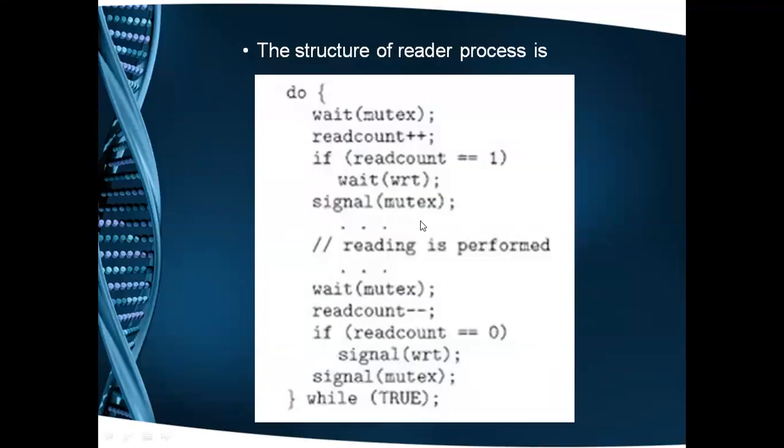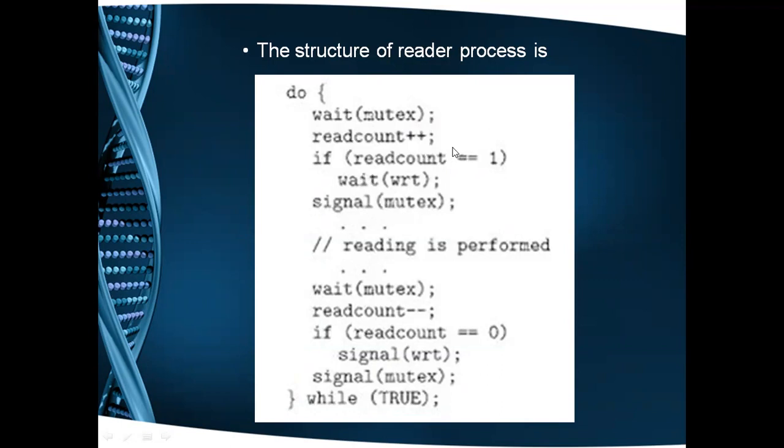Then signal of mutex. Initially, after the wait statement, mutex becomes 0. Now, after signal of mutex, mutex becomes 1. Why we are changing it: now the reader process R1 is allowed to perform the read operation. Consider R2, some other reader process. Again, R2 executes the same code, wait of mutex. Mutex is already 1 after the signal of mutex, so R2 is also allowed to enter the next statement. Read count plus plus. Now R2 is also going to perform the read operation.